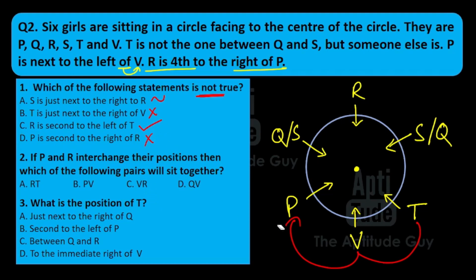Done. Question number 2. If P and R interchange their positions, alright, so P becomes R and R becomes P.